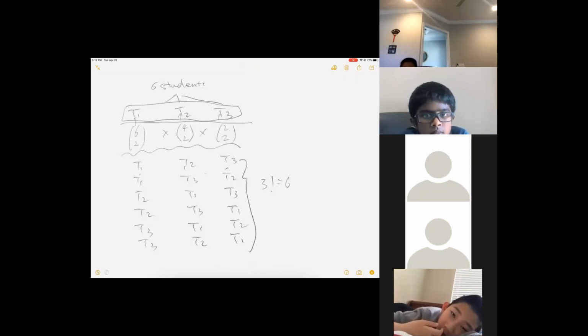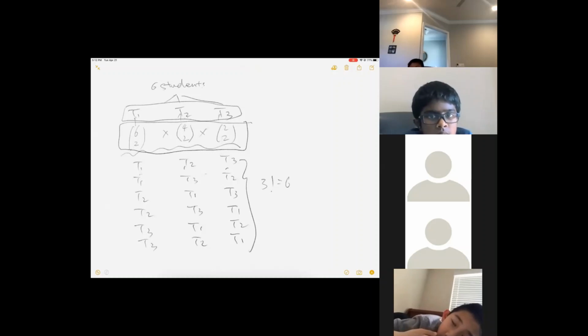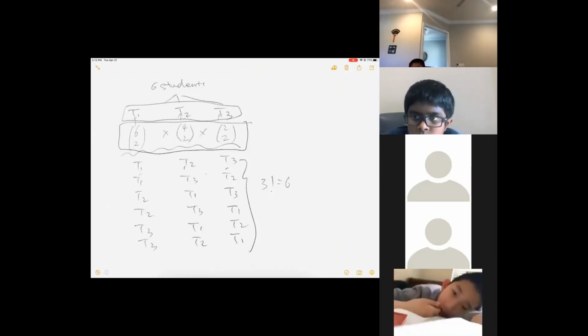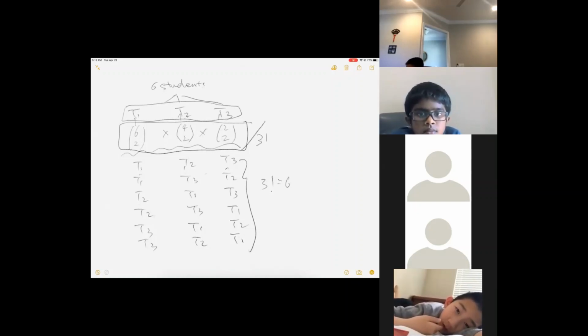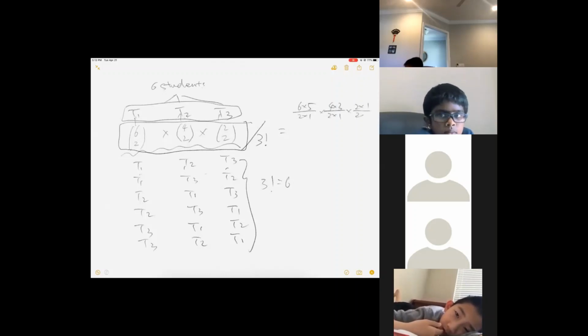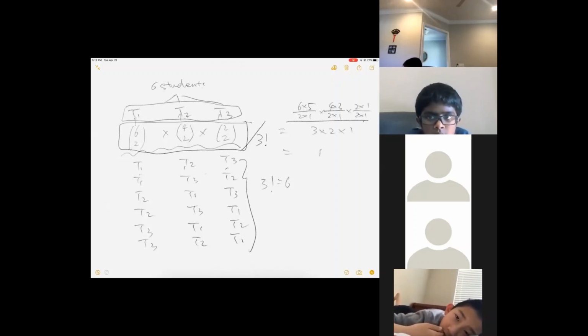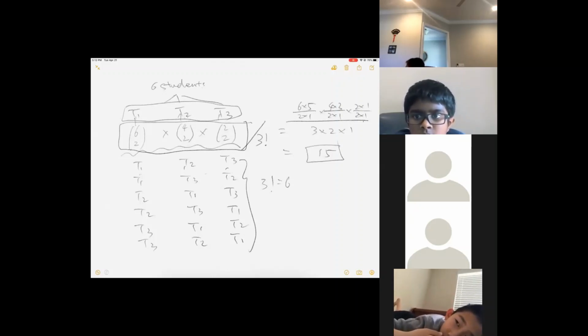So once you got the students chosen for 3 teams in the order of T1, T2, T3, or any order, you have to divide them by 3 factorial. So this equals 6 choose 1, which is 6 times 5 divided by 2 divided by 1, times 4 times 3 divided by 2 by 1, times 2 times 1 divided by 2 by 1, divided by 3 times 2 times 1. And this equals 15. So there are 15 ways of dividing 6 students into 3 equal sized teams.